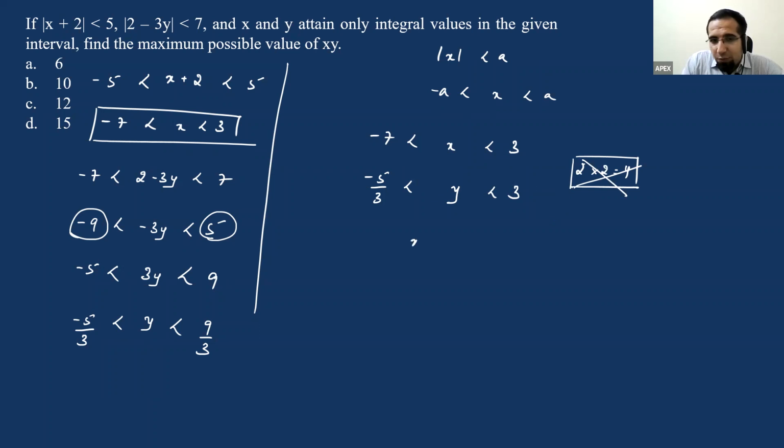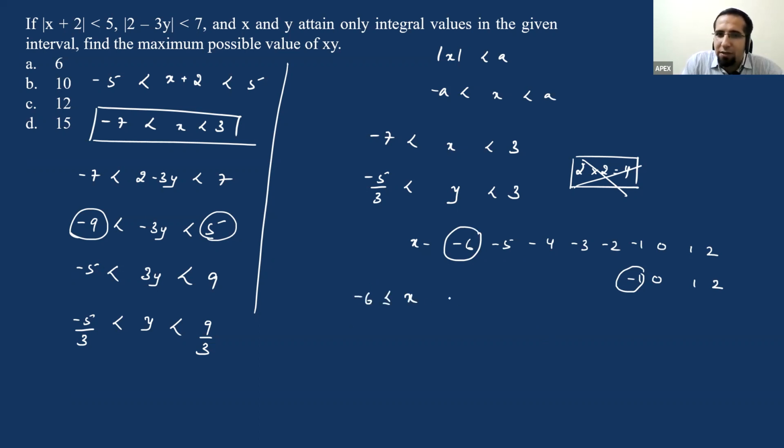Minus 7 less than x, which means x will take minus 6, minus 5, minus 4, minus 3, minus 2, minus 1, 0, 1, 2. y will take minus 1.666, right? So therefore, y will take minus 1, 0, 1, and 2. So if you see, minus 6 into minus 1 also gives you a value. Since it is integers, the best way to follow what we learned in the class is x is greater than or equal to minus 6, less than or equal to 2, and y is greater than or equal to minus 1 and less than or equal to 2.